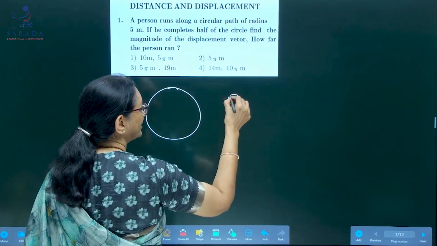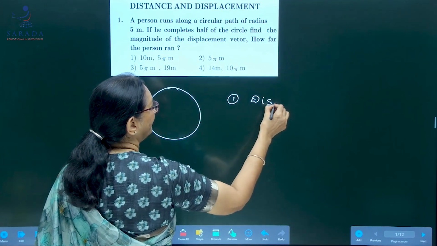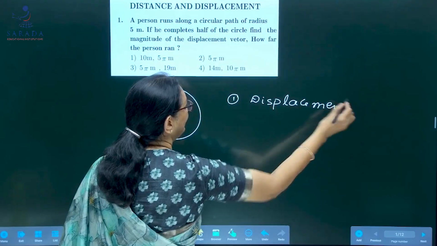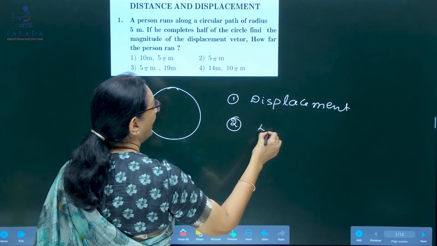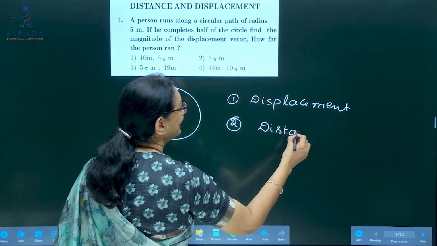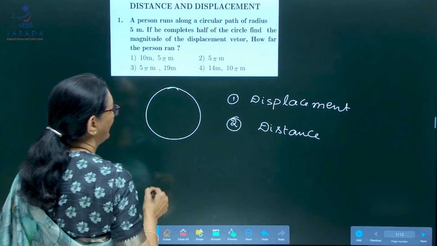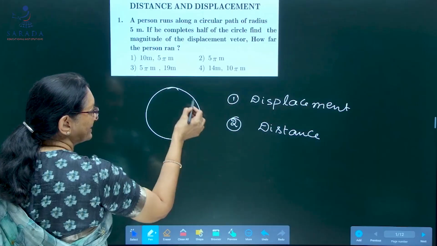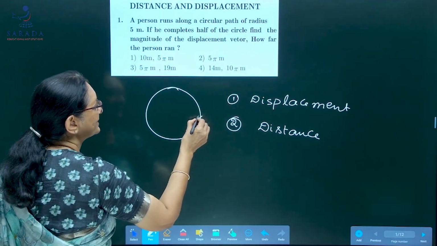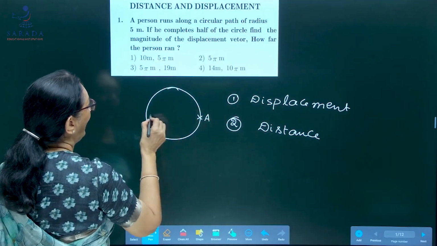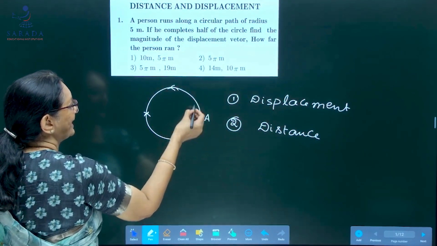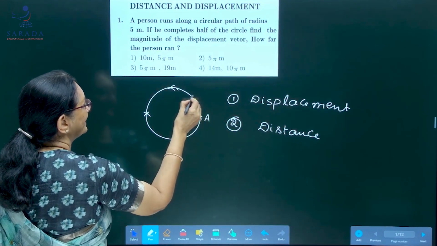So, in the first question, he asked us to find the displacement magnitude. In the second part of the question, how far the person ran? That means, what is the distance travelled by the person? Say here, the person is running along the circular path. Let this be the initial point. After completing half the circular path, he travels all along this path.